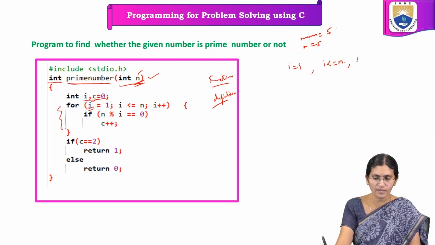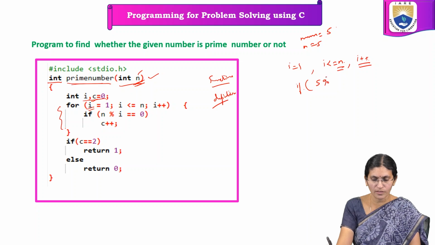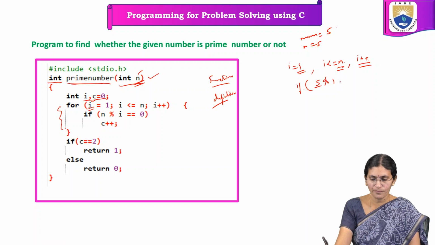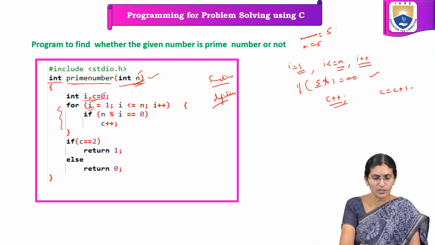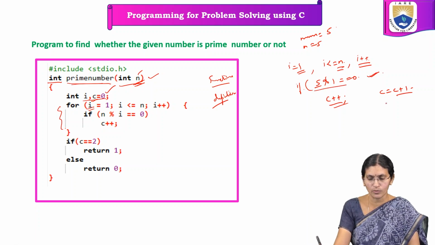Then this is the update expression we need to write in the for loop. The condition we are checking here is if n mod i, that means the given number mod i, where i iterates from 1 to n, is equal to 0, then the value of c will be incremented by 1. c++ is the same as c equals c plus 1. Initially we initialized c equal to 0. 5 mod 1 is equal to 0, so the condition is true, and c is equal to 1 now.